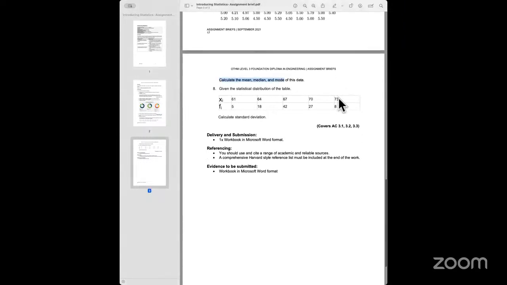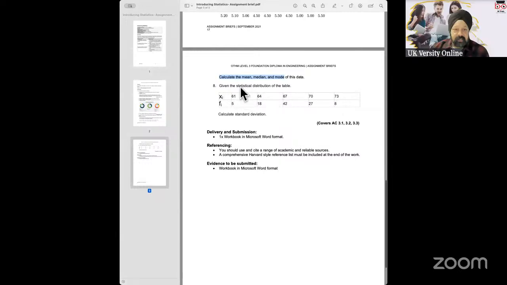Okay. Now in this, it says, given the statistical distribution of the table, calculate standard deviation. So again, when we look at standard deviation, what we need to know is what is actually standard deviation. First, you need to know the formula of standard deviation. Then only you will be able to calculate it.